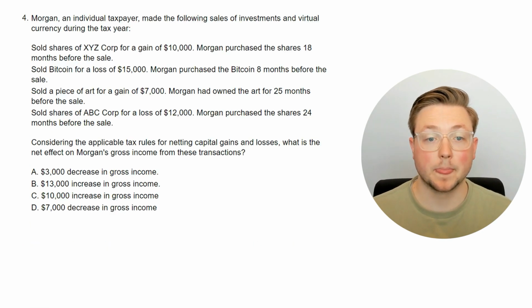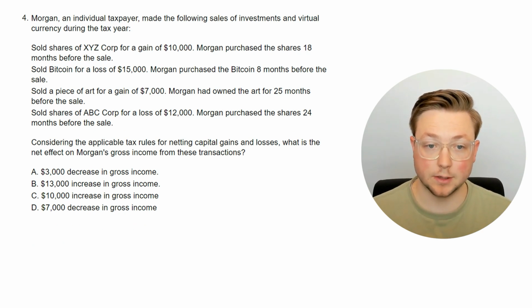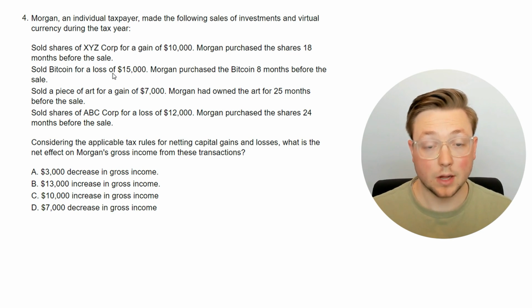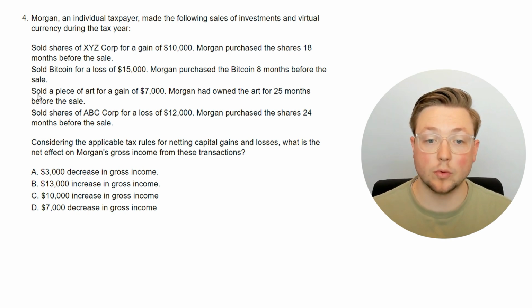All right, here's the next question. Morgan, an individual taxpayer, made the following sales of investments and virtual currency during the tax year. They sold shares of XYZ Corp for $10,000. It was 18 months. Sold Bitcoin at a loss for $15,000. They purchased that 8 months before. Sold a piece of art for $7,000, and that was a gain. They owned that for 25 months, and they sold ABC Corp shares at a loss of $12,000, and they purchased those 24 months ago as well. So considering the applicable tax rules for netting capital gains and losses, what is the net effect on Morgan's gross income from these transactions? All right, let's see if we can think through this together.